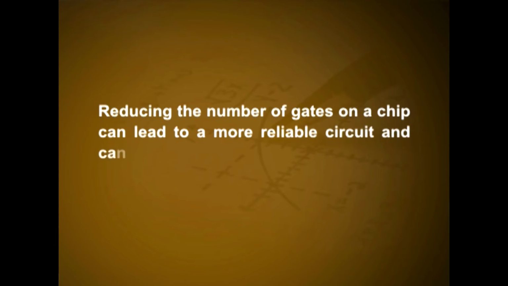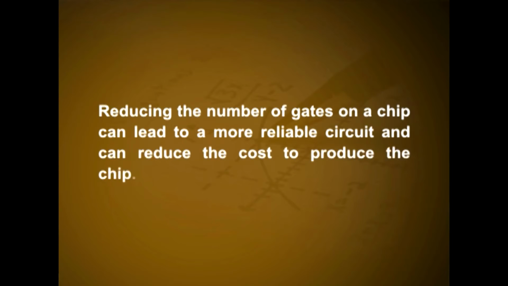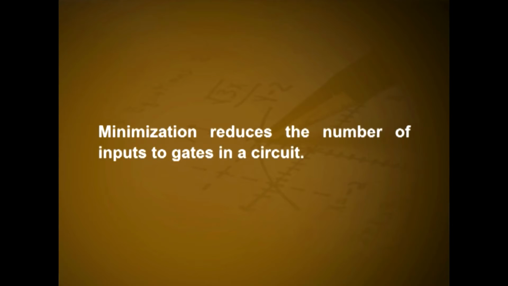Even though it is now possible to build increasingly complex integrated circuits on chips at low cost, minimization of Boolean functions remains important. Reducing the number of gates on a chip can lead to a more reliable circuit and can reduce the cost to produce the chip. Also, minimization makes it possible to fit more circuits on the same chip. Furthermore, minimization reduces the number of inputs to gates in a circuit. This reduces the time used by a circuit to compute its output.